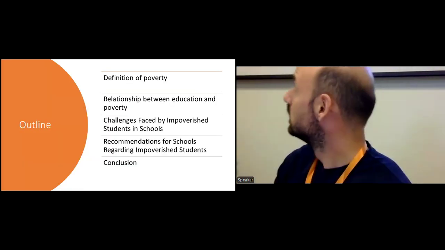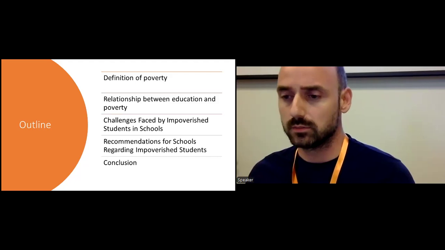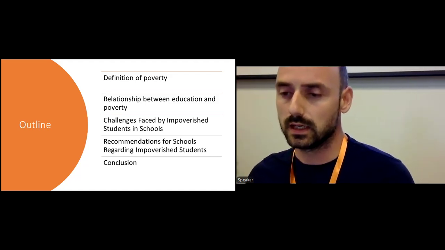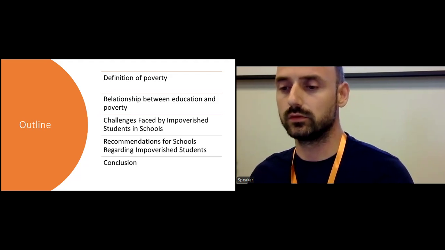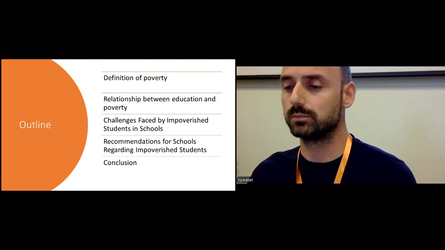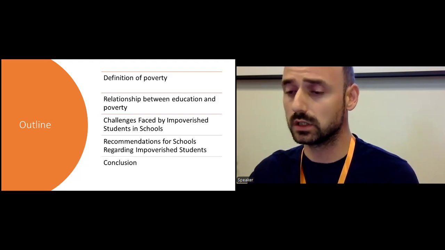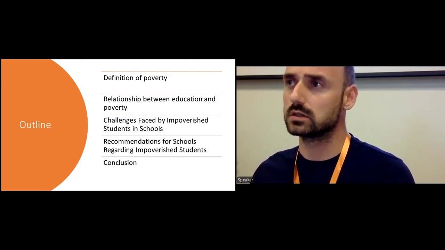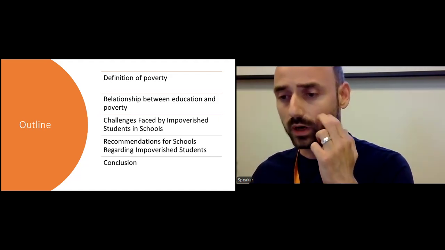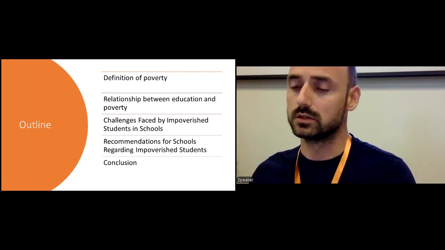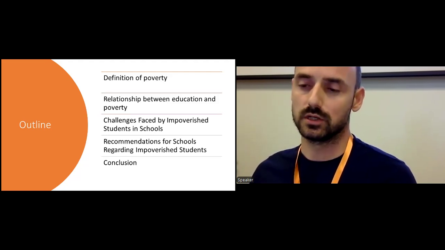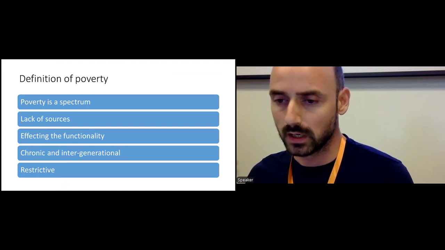So, the outline is simple. We will be talking about the definition of poverty and some properties, and after that, we will talk about the relationship between educational processes and poverty, and we will witness some challenges faced by impoverished people and students in schools. And like I said, I have some specific recommendations at the end of the presentation.